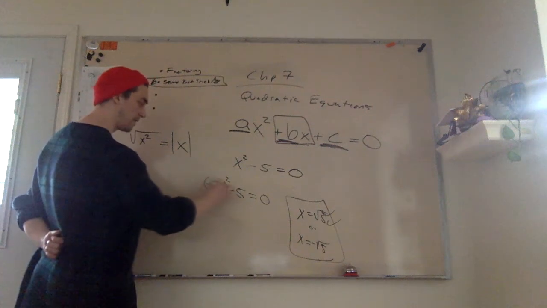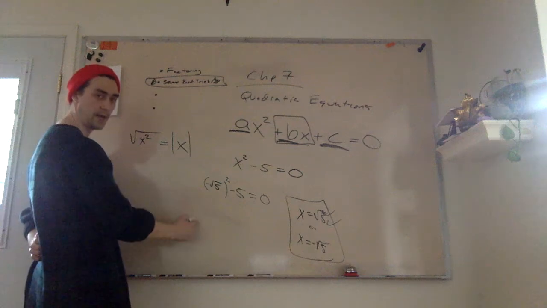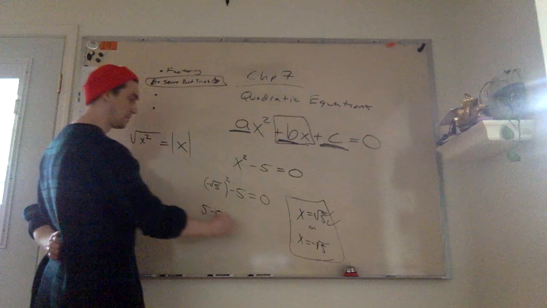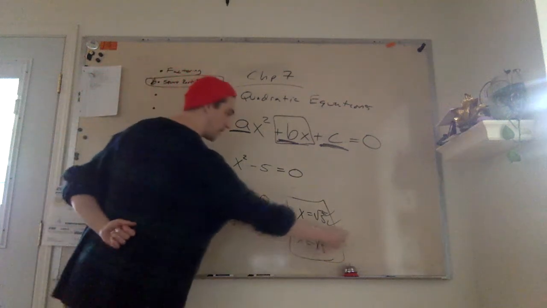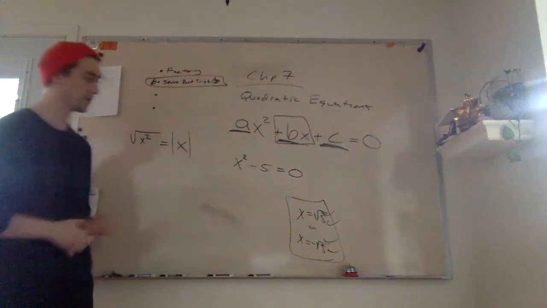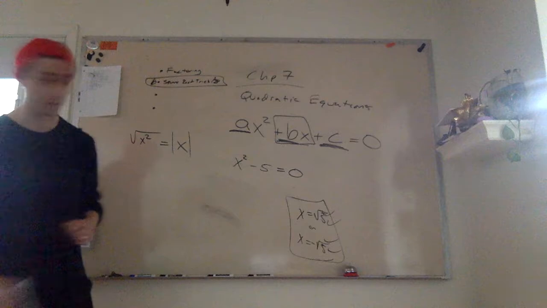The negative square root of 5 squared is negative root 5 times negative root 5, which is positive 5. 5 minus 5 is 0. So they both work. Those are 2 solutions to this quadratic, as there always will be. 2 solutions.